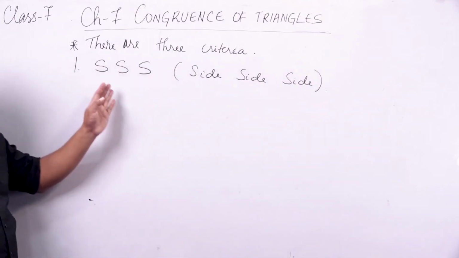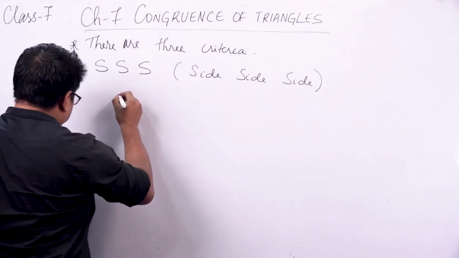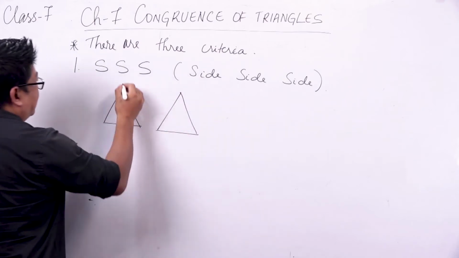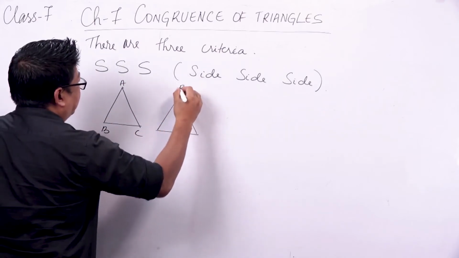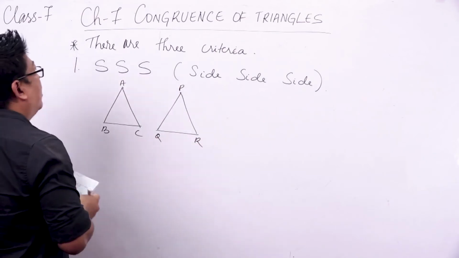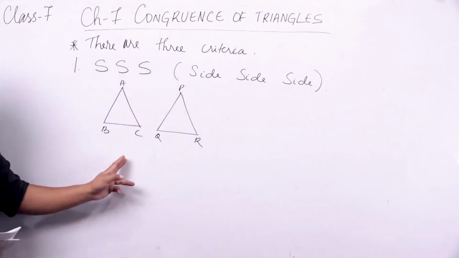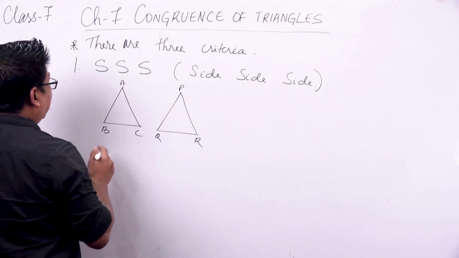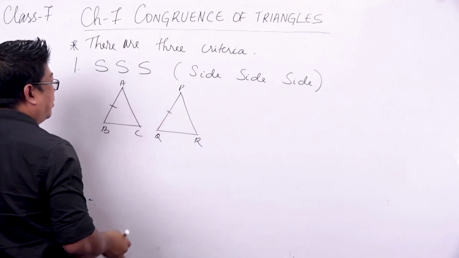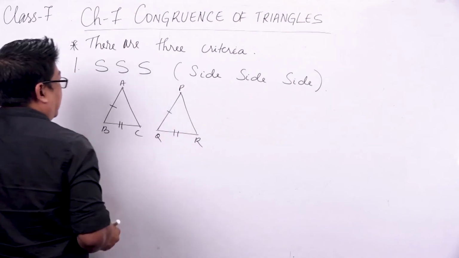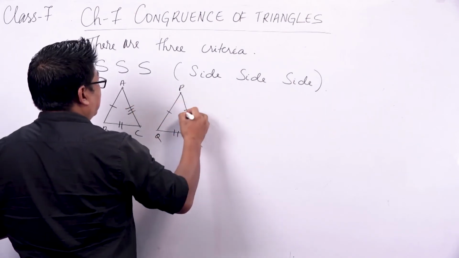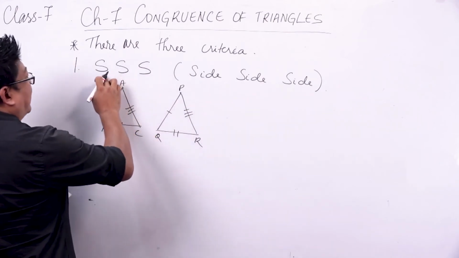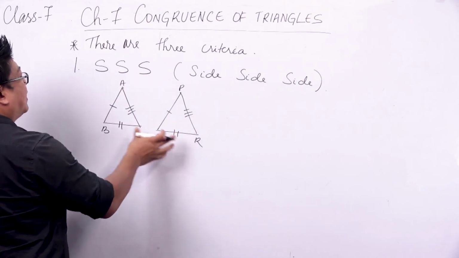So just try to understand. It means if the sides of two triangles are given, let's say ABC and PQR, to check whether these two triangles are congruent, we can use this particular criterion, SSS. That is, if AB is equal to PQ, if BC is equal to QR, and if AC is equal to PR, then we can say that it fulfills the SSS criterion, and therefore these triangles are congruent.